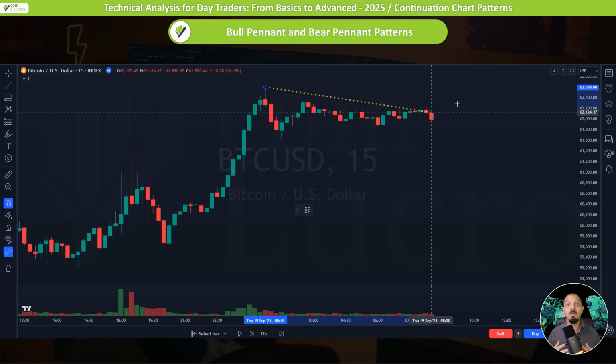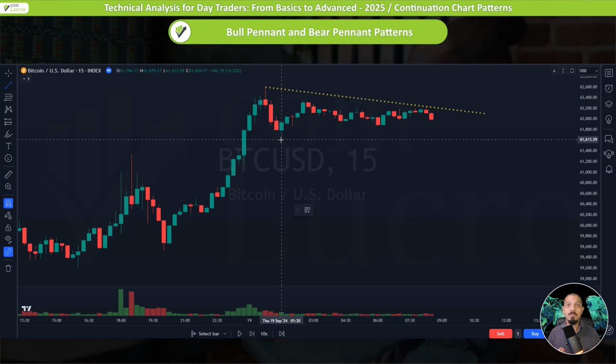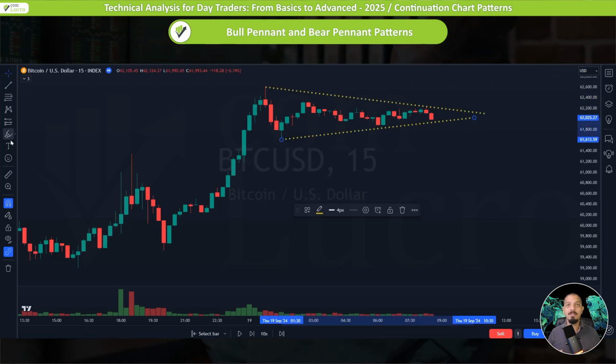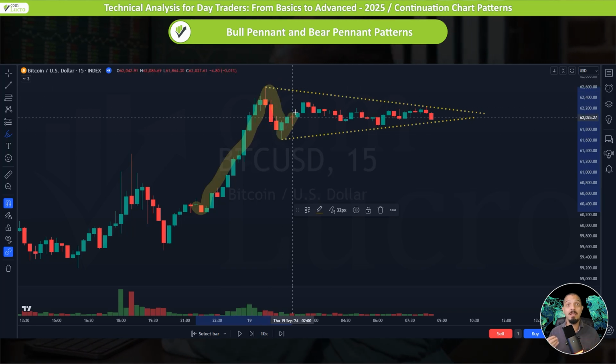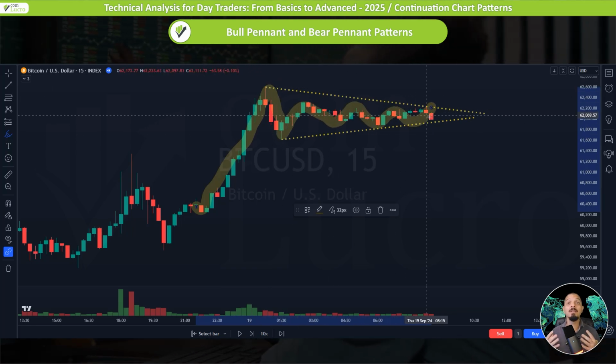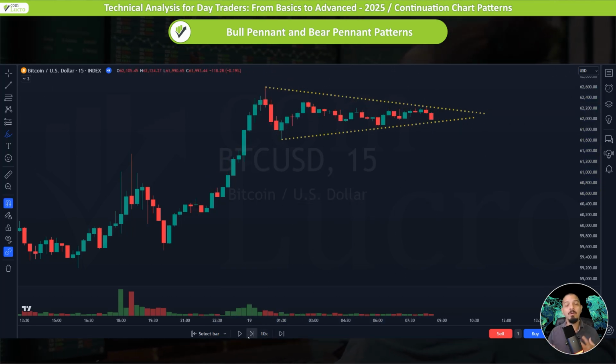Now, as seen on the Bitcoin against the US dollar chart, the market is in a strong uptrend and begins forming a bull pennant. First, there's a sharp upward movement, creating the flagpole. Then, the price consolidates into a triangle as the highs and lows converge.